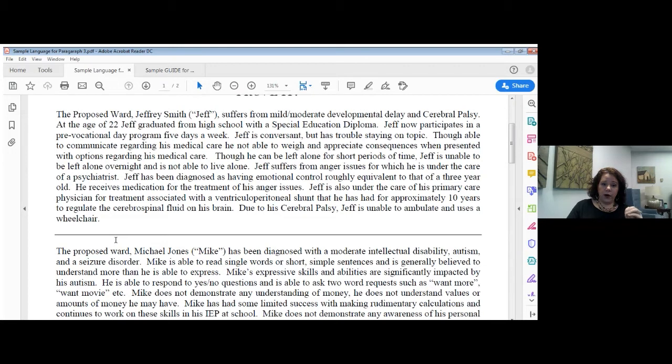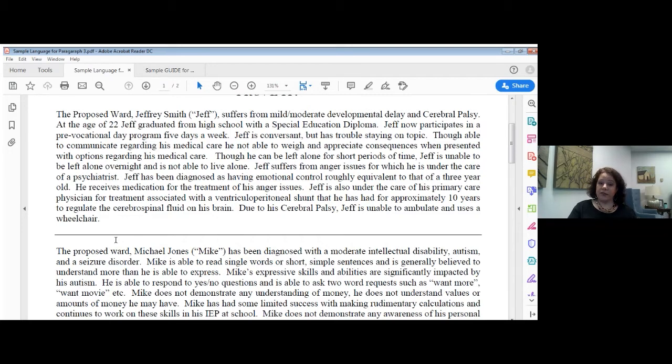The proposed ward, Jeff, suffers from mild to moderate developmental delay and CP. Okay, and so some people might say, okay, boom, done. No, we need more specifics. Like how do his limitations impact Jeff? What concerns arise out of the effect of those disabilities? So at the age of 22, Jeff graduated from high school with a special education diploma. He now participates in a pre-vocational day program 5 days a week.